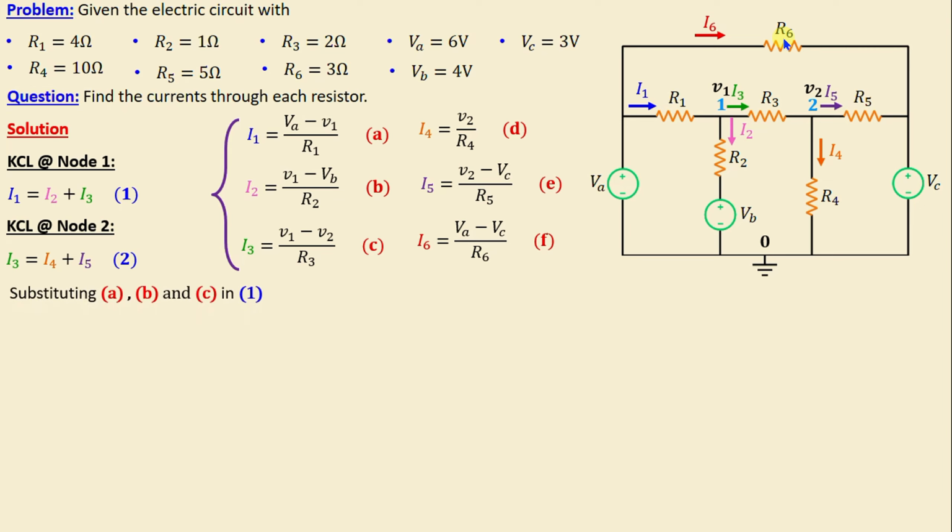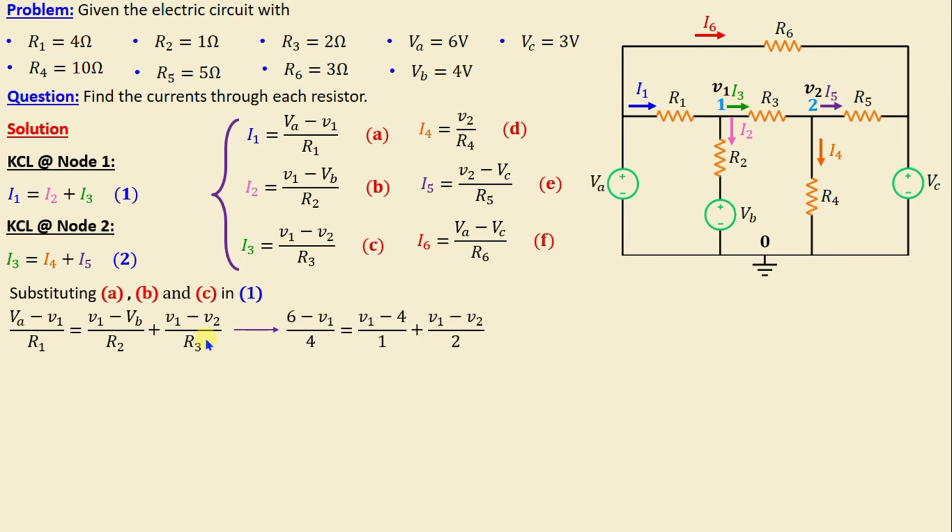Now, by substituting A, B, and C in 1, we can write VA minus V1 over R1 is equal to V1 minus VB over R2 plus V1 minus V2 over R3. By replacing the resistors and the voltages with their numerical values, we obtain this equation, and if we continue simplifying this equation, we obtain finally negative 7V1 plus 2V2 plus 22 is equal to 0.